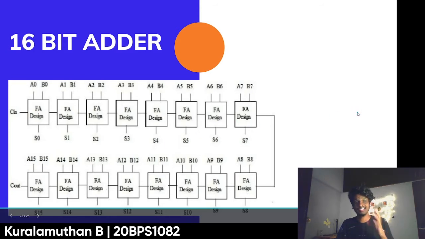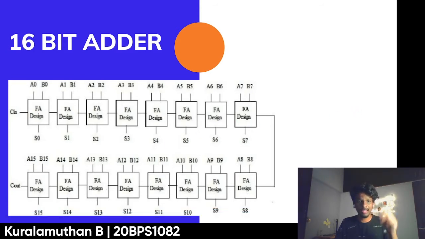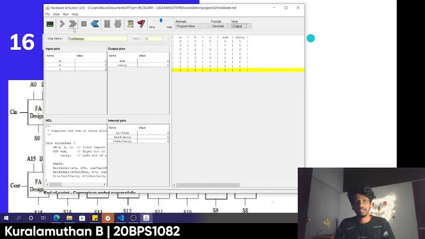We'll have 16 full adders. So we'll individually add the 0th bit of A and the 0th bit of B, the first bit of A and the first bit of B, the second bit of A and the second bit of B together, and then we'll compute sum 0, sum 1, sum 2, sum 3, sum 4, and then finally give the sum out and also the carry out. So let's see how it works.